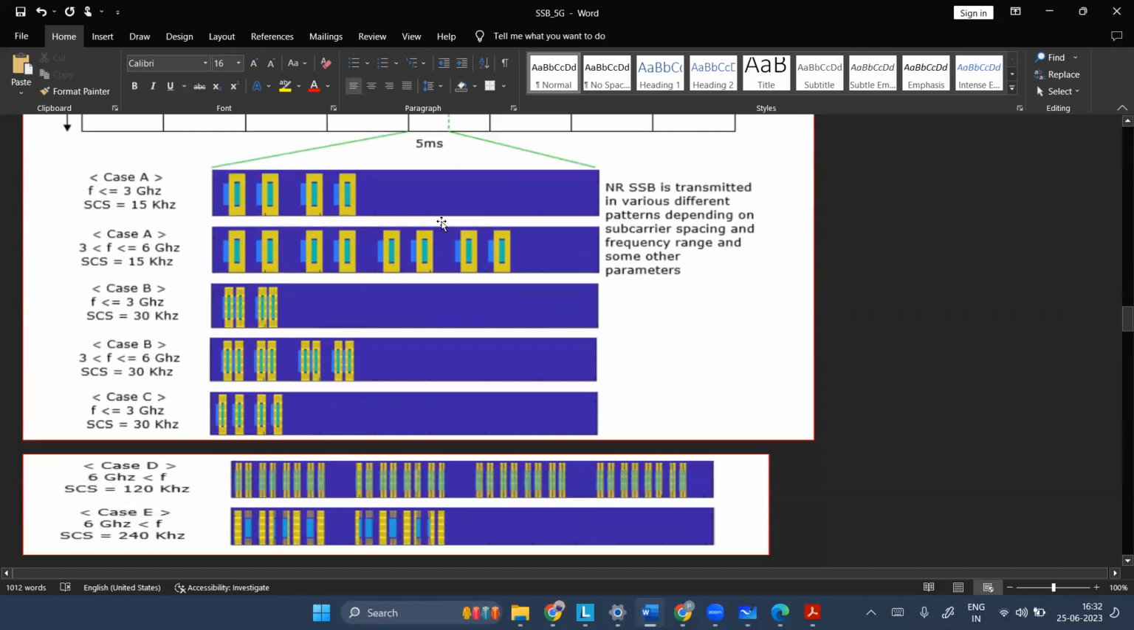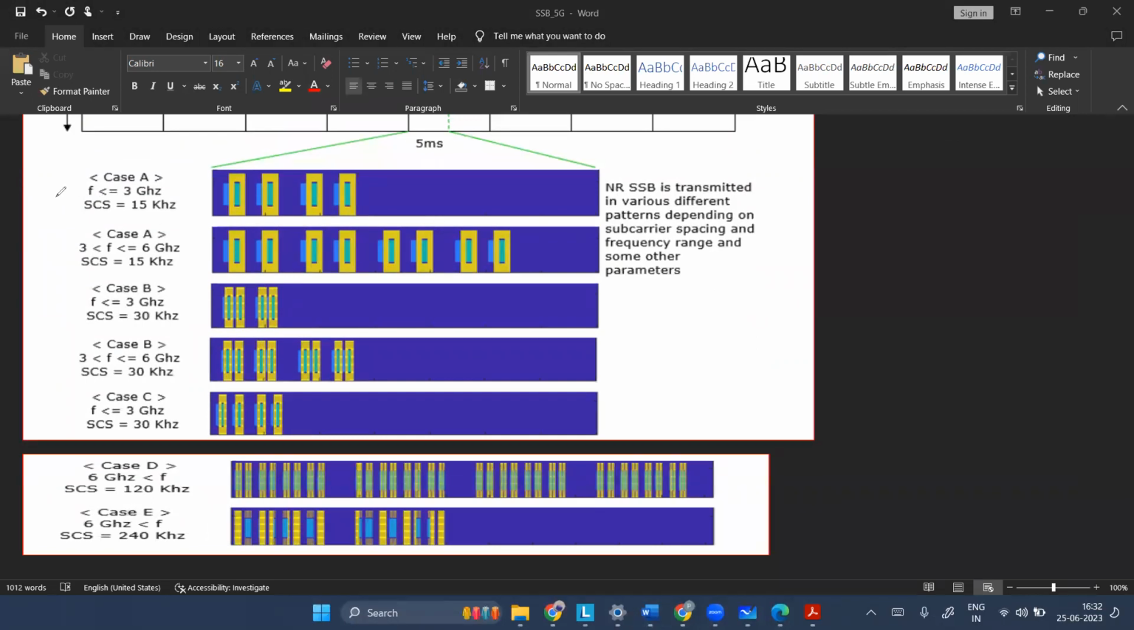So the very first case here is, let me draw. This is your very first case, case A: F is less than 3 gigahertz, and the subcarrier spacing is 15 kilohertz. So you can have 4 SSBs here, right? These are 4 SSBs.